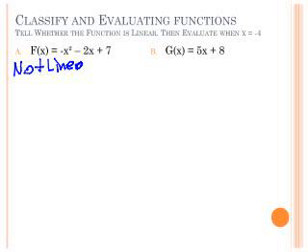Not linear. Sorry, this pen is getting more difficult to use each time, I think. And the reason that you got not linear for this is because of this x squared term that we have up here. Since it's squared, we know it won't provide a line when we graph it. It won't be linear.